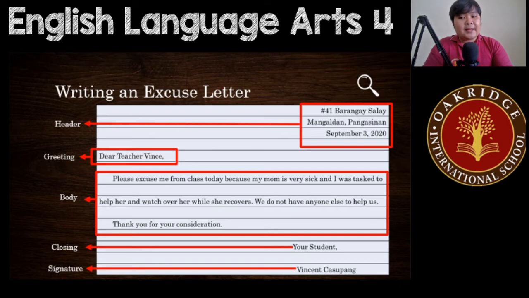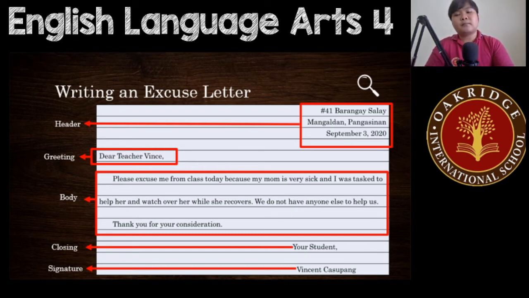And then don't forget your closing remarks. Since the excuse letter that we're going to be making is from a student to a teacher, the closing remark would be your pupil or your student. And then your signature. Now, you are going to be writing an excuse letter too. You will be following the same format, but you would have to think of your own excuse, something reasonable, something excusable.